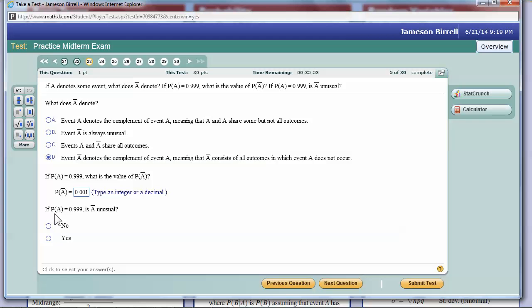All right, if the probability of the event is this much, is the complement of the event unusual? Sure it is, because there's the numerical value for the complement, and that is less than 5%, so yes, it's unusual.